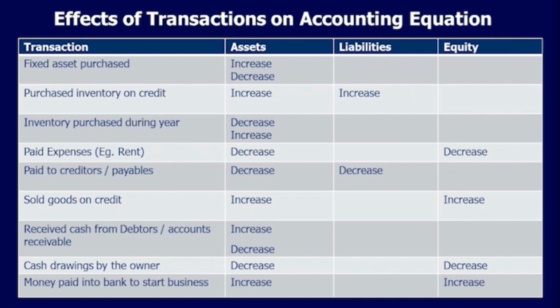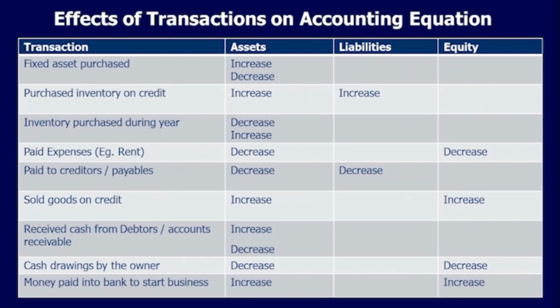How does this work in double entry? Sales on credit are passed through a receivable account. So receivable account debit or debtors account debit, sales account credit. Increase in sales will increase the profit, therefore equity will increase. Receivable account is an asset account, therefore asset increases.